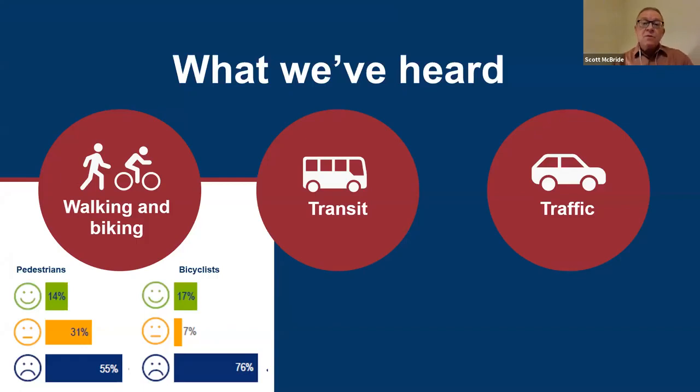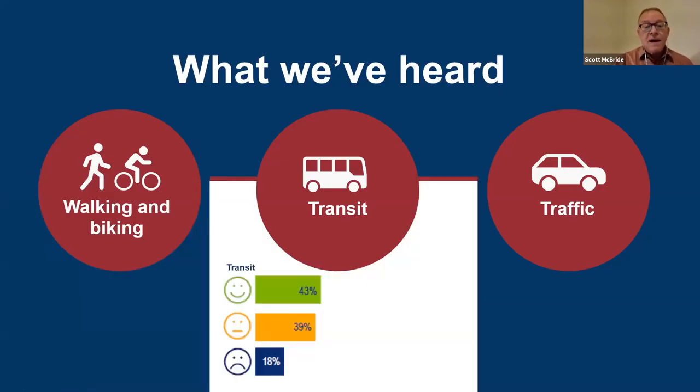Okay, and now switching over to what we've heard from the community. We asked the community through our online surveys, how does Rice Street work for you? The first one is the walking and biking, pedestrians. And I think you can probably figure out our icons there. About 14% of pedestrians and 17% of bicyclists are happy with how Rice Street works for them. A greater percentage of the pedestrians say that it doesn't work very well, and a majority of both walkers and bikers say that it does not work well for them at all.